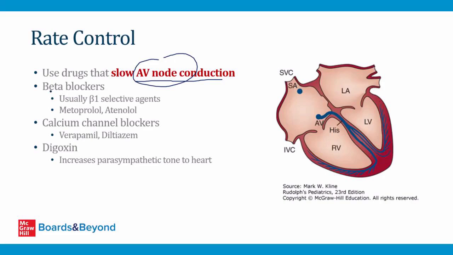So as I said in the last slide, we often use beta blockers for this, usually beta-1 selective agents like metoprolol or atenolol. They slow conduction in the AV node and they will decrease the heart rate. You can also use calcium channel blockers like verapamil and diltiazem. They also slow conduction in the AV node. And then finally, digoxin can sometimes be used for this purpose, although this isn't done much anymore. Digoxin used to be a popular treatment before beta blockers and calcium channel blockers were available. But the way digoxin works is it increases parasympathetic tone to the heart, so with more parasympathetic activity to the AV node, conduction will slow.